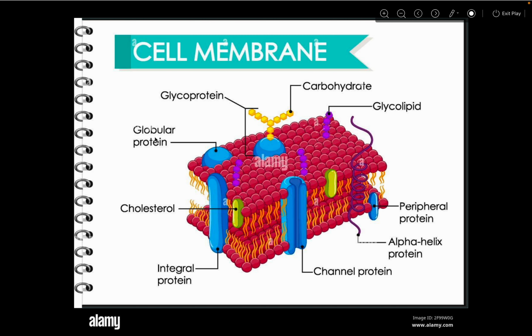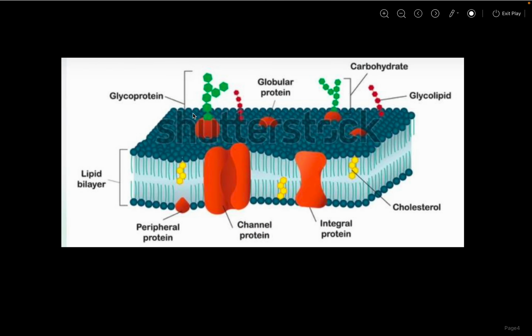And for the globular protein, as the name implies, globular or globe, they are spherical in shape and they are embedded in the cell membrane. So that's it for the cell membrane parts, which is very similar to this cross section that you are seeing on your screen right now.